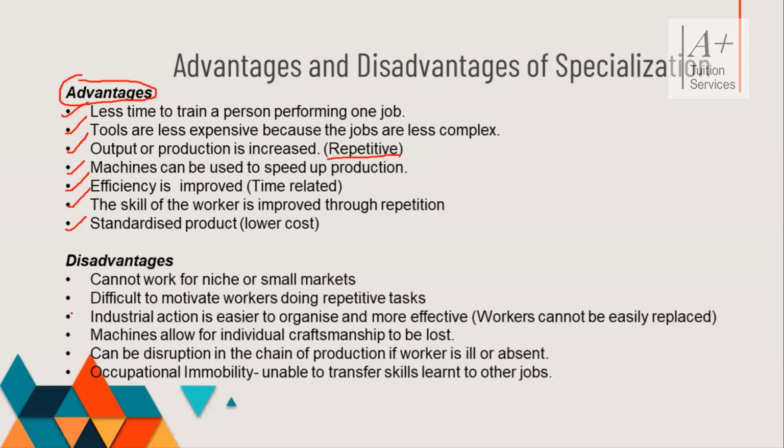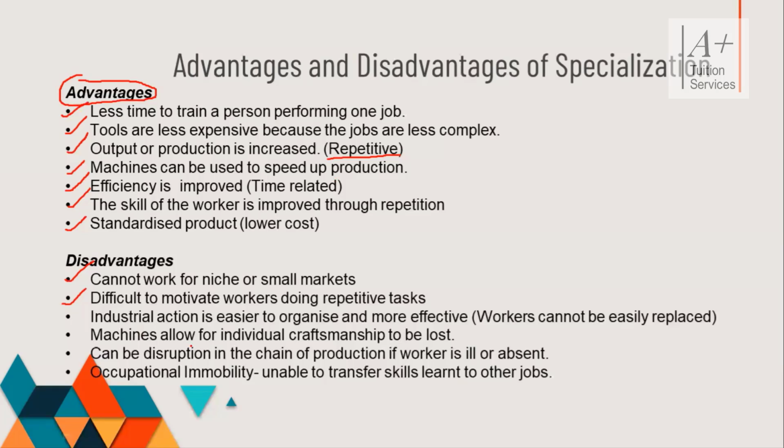Specialization cannot work for niche or small markets. So let's say we're making a cupcake. We cannot include specialization in that because that's a task one person could do easily. It is difficult to motivate workers who do repetitive tasks. Imagine Mary has to go to work every single day and do the same thing from 8 to 4 every single day for the rest of her life. It's going to get boring for Mary.